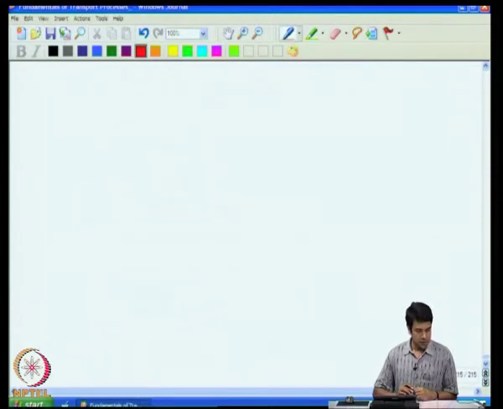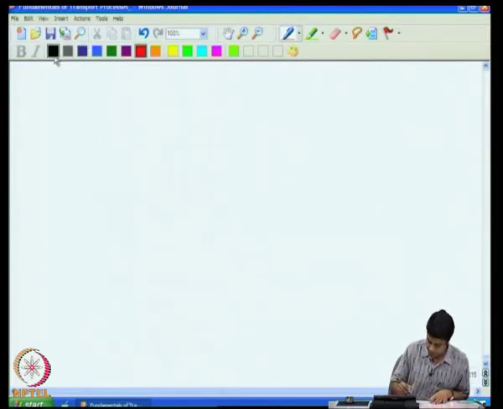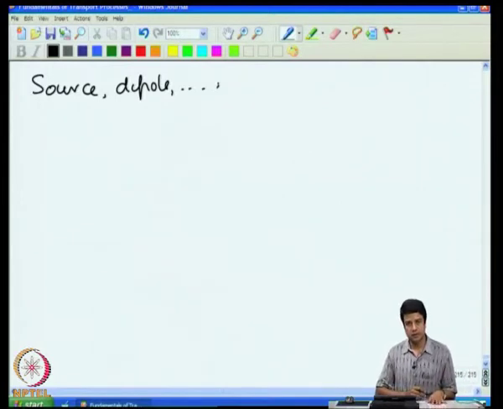Now, let us look at another interpretation of these spherical harmonic expansions in terms of source, dipole, etc. So, this is another interpretation of the spherical harmonic expansions.